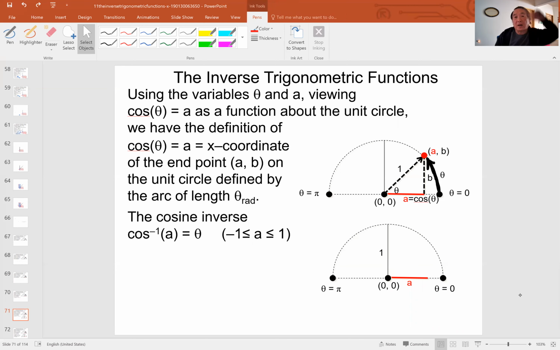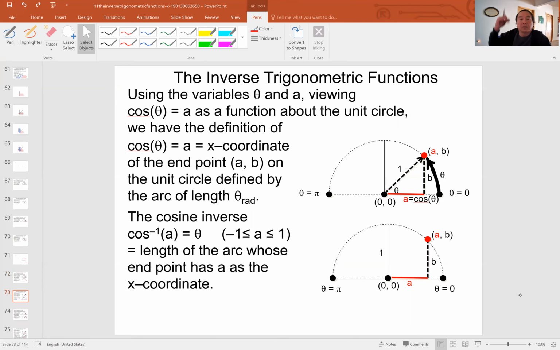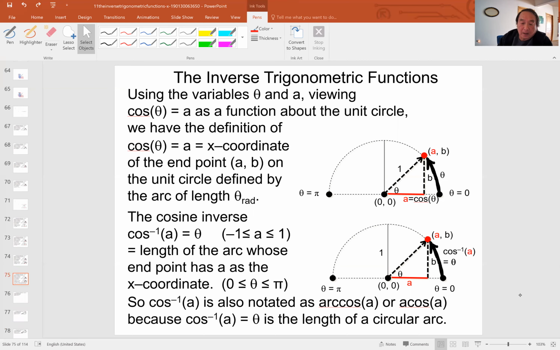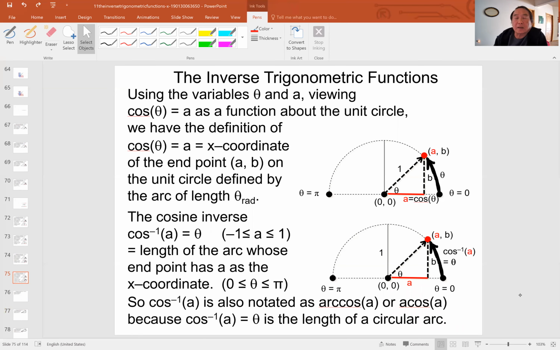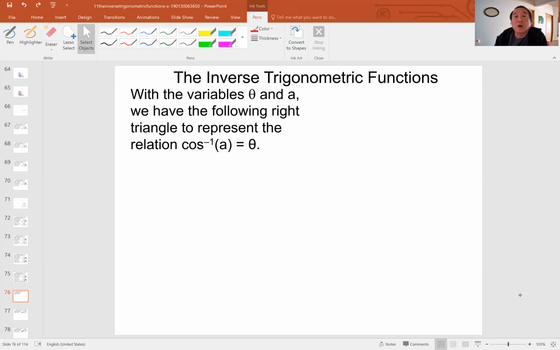Then there's a point on this unit circle, in the range 0 to pi, whose x coordinate is A, and that angle is cosine inverse of A. And there's another thing we use to represent the angle cosine inverse of A, which is a reference angle. Cosine inverse of A is an angle, right?